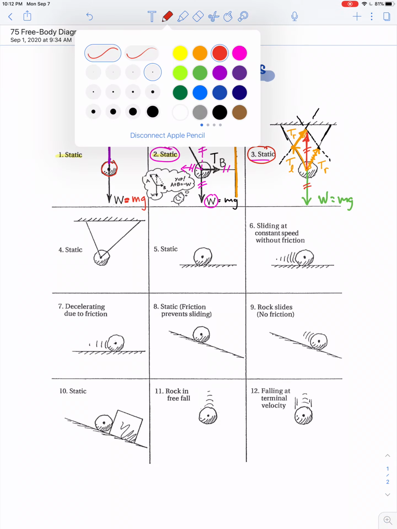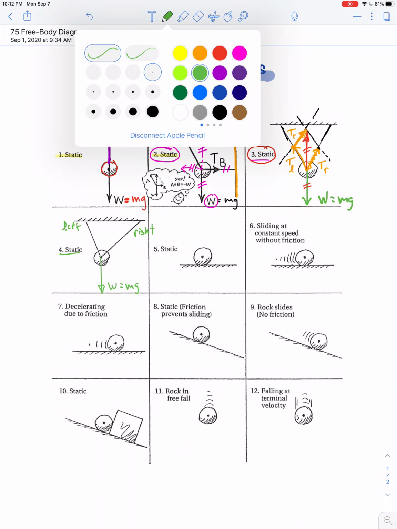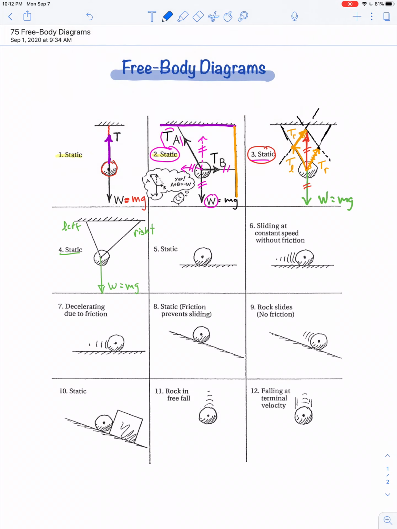Okay, so what if the two strings are not of the same angle? So in other words, in case number 4, what if we have a weight vector mg pulling down? Then which tension is greater? The tension in the left rope segment or the tension in the right segment? Well, let's try this. What if we suppose that the two are equal in magnitude? So what if I draw T subscript R just as long as I draw T subscript L?